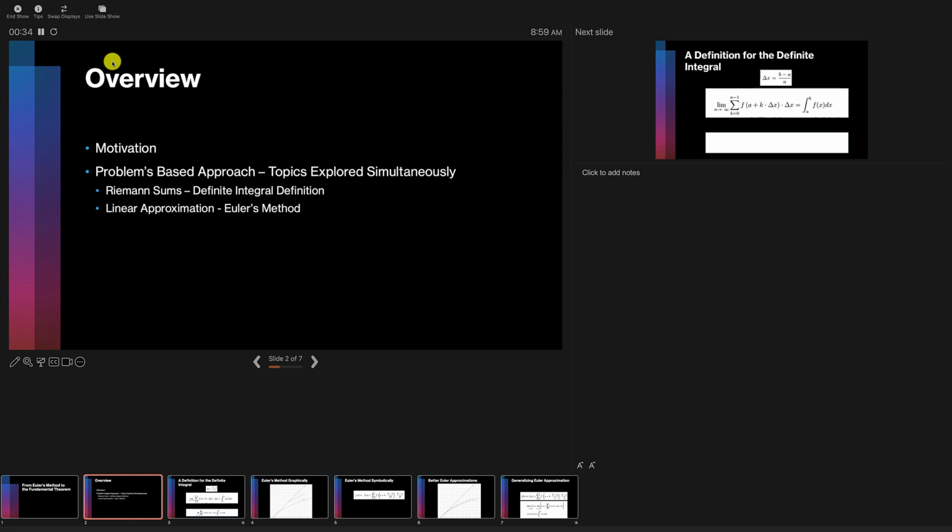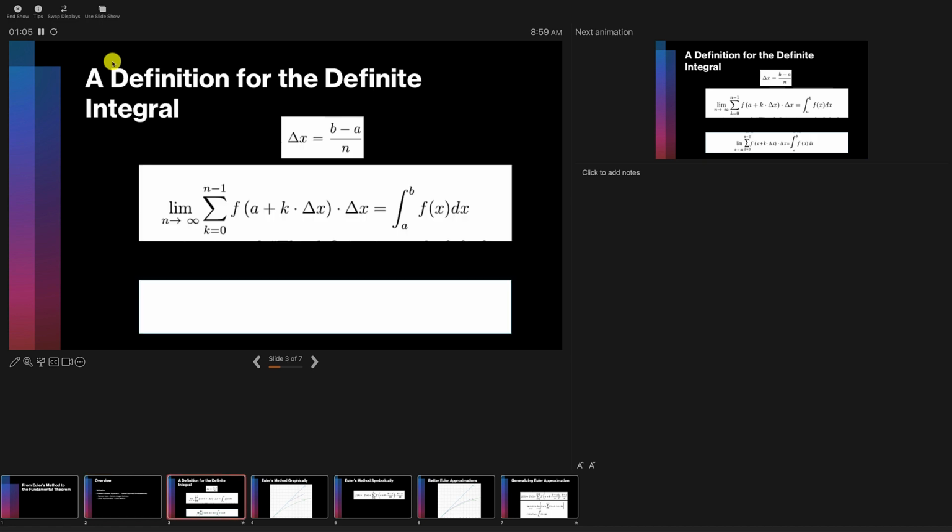In the latter part of my career, I used a problems-based approach to teach calculus. You don't have to do that to do this, but the idea here is that topics were explored simultaneously. So in this PowerPoint, you'll see that Riemann sums and the definite integral definition are going to be used in addition with Euler's method. Those topics are generally not taught in the same vicinity in a course, but they can be. And if they are, then this approach can be used.